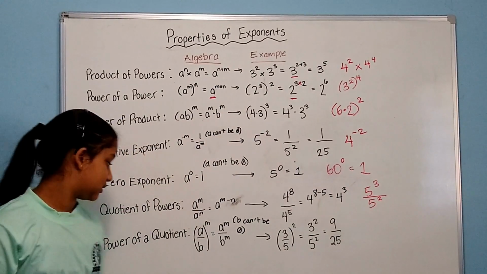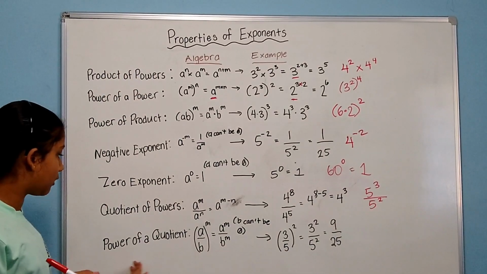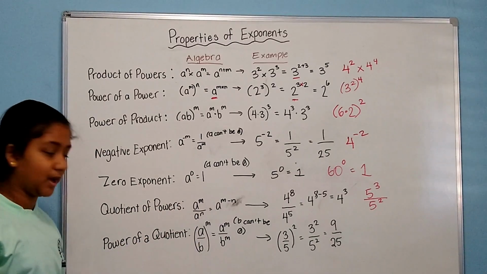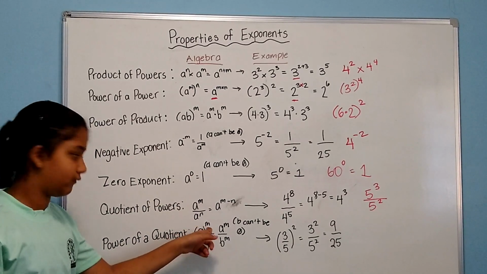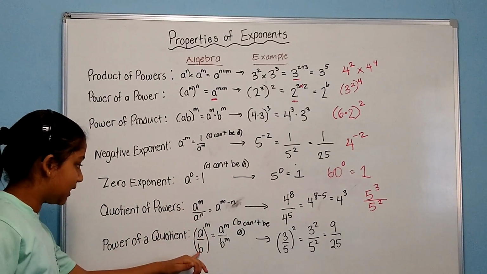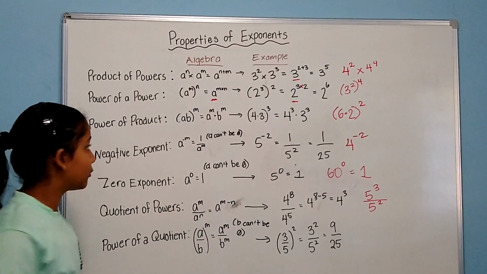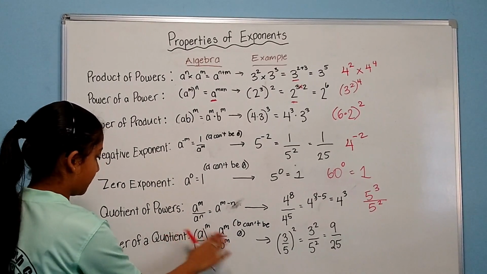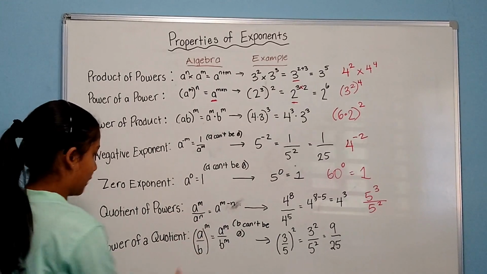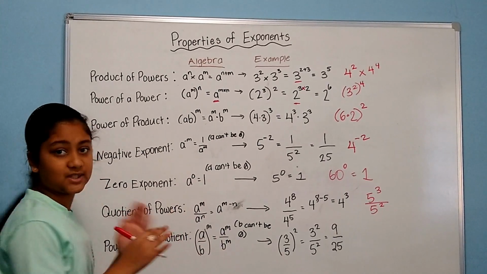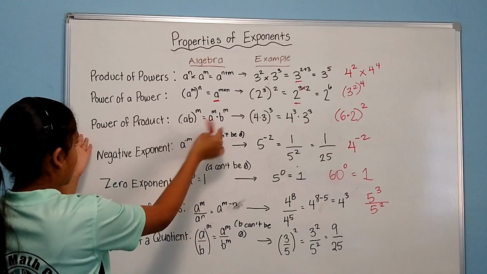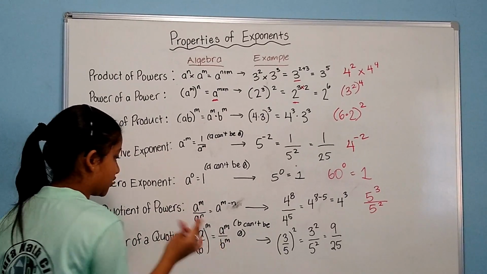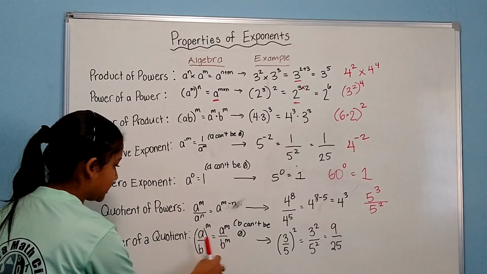Now let's move on to the last property of exponents, which is the power of a quotient. This is when a base is being divided by another base, and it's to the power of something. So it's a divided by b to the power of m. We're going to do the same thing we did for the power of a product. We're just going to separate the bases, and we're going to keep the operation the same. So if it's division, we're going to keep it as division, and if it's multiplication, we're going to keep it as multiplication. So it's a to the power of m, because we're separating them, divided by b to the power of m.